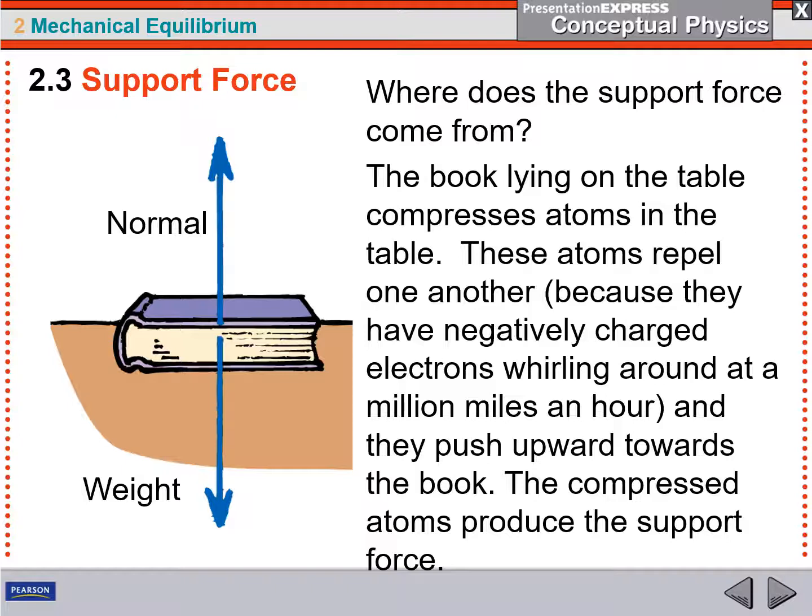When we put the book on top of the table, we're pushing some of those atoms a little closer together than they were before when they were in equilibrium. They're going to push back to try to separate. Those electrons do not want to get close to each other. They will push backwards. And so that normal force actually comes from this atomic level sum of forces in the upward direction, because the weight is directing the atoms downward, trying to squeeze them together.